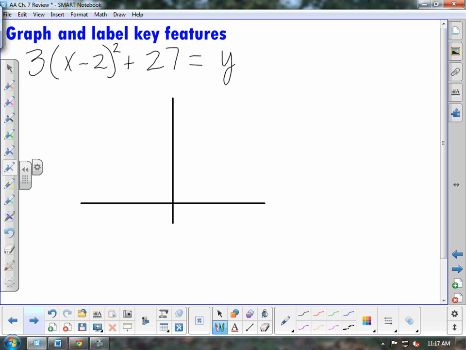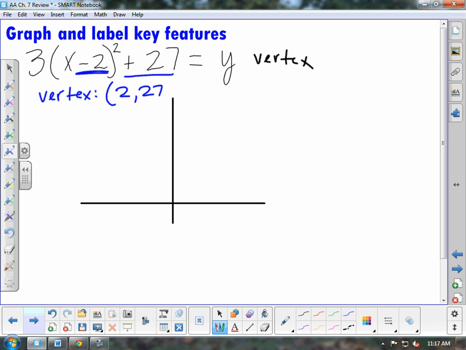Another example would be this particular equation, which is vertex form. And in vertex form, the easiest thing to find would be the vertex, which in this case is the opposite of that, positive 2, and that, which is 27. The other nice thing to find would be the line of symmetry, which is at x equals 2. Since there is a 3 out in front, it opens up, and it is quite narrow.